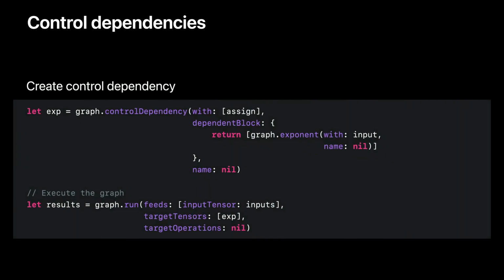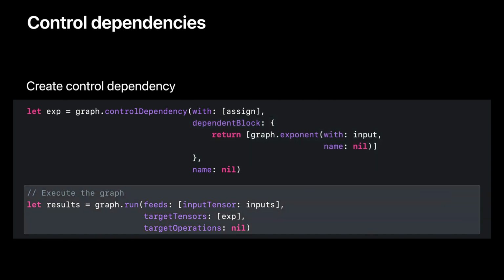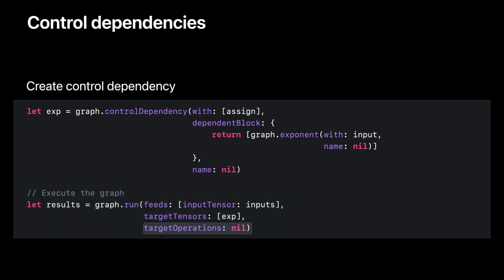Next, we will see this in code. We first define the operator that the exponent is dependent on. Next, we create a dependent block which defines the exponent operator. Finally, we call the run API on this graph. Note that no target operations need to be tracked globally. That's it for control dependency.